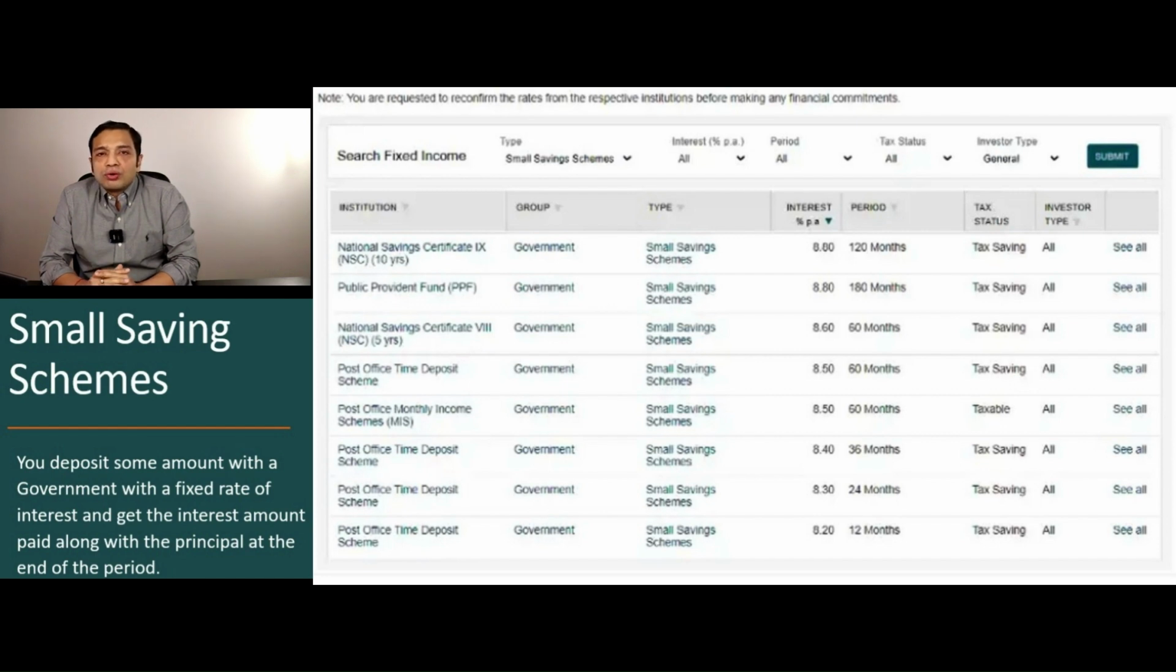So these are the 4 options that you have for your investments in fixed income instruments. Again, I will repeat. These are the 4 options that you had for investment into fixed income instruments. First option was a fixed deposit with a bank. Second option is a deposit with a company. Third option was buying the bonds. Fourth option was that you can invest in small saving schemes.